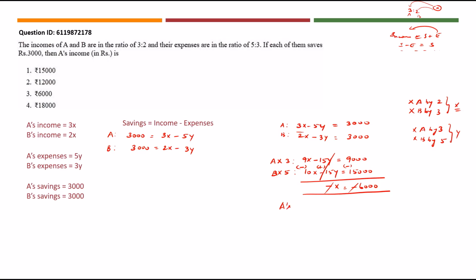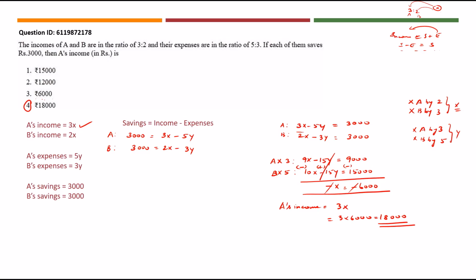What is A's income? A's income is equal to 3 into x. So 3 into 6000 will give a value of 18,000. There will be a mistake where you will equate the answer to option 3, which is 6000. You have to multiply this x to the ratio part. So B's income will be 2 into x. A's income will be 3 into x. So unless you multiply, you will not get A's income. So here option number 4, 18,000 will be the right answer.